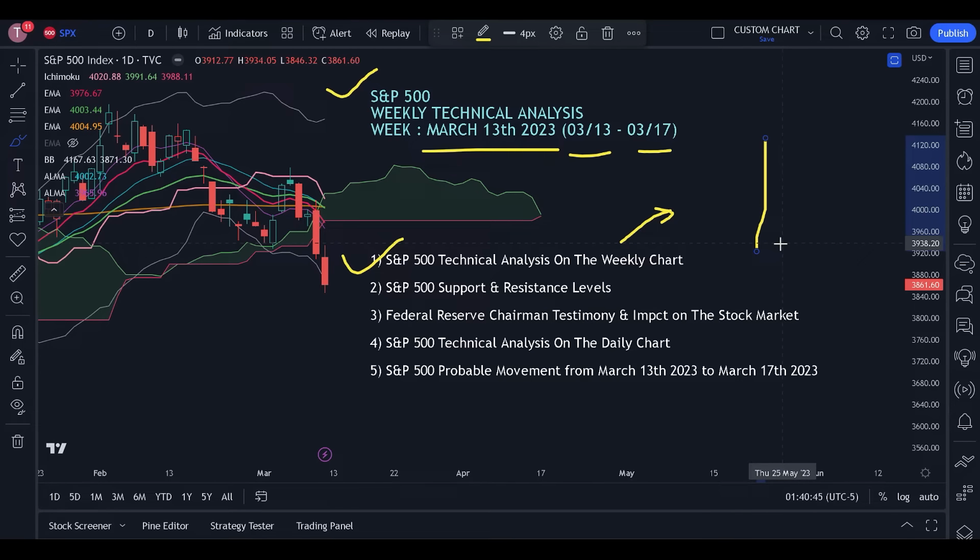So weekly chart means the hawk eye view, the big picture. Weekly chart will tell you what is expected to happen in the next 1, 2 or 3 months or 6 months. This is a broad picture.